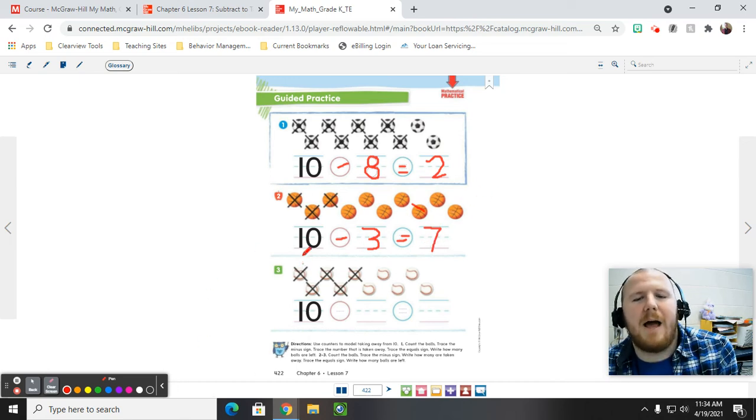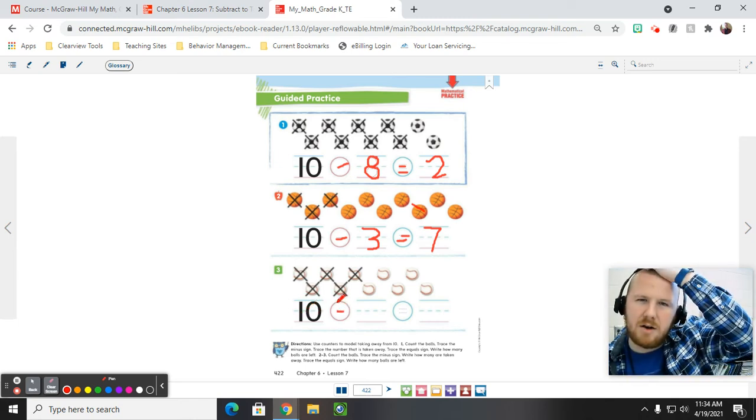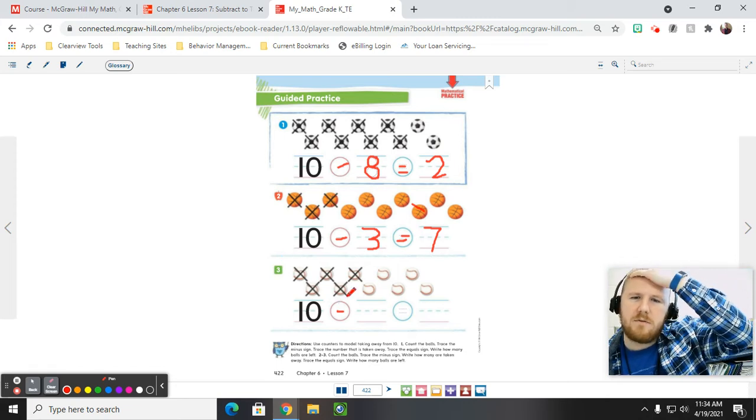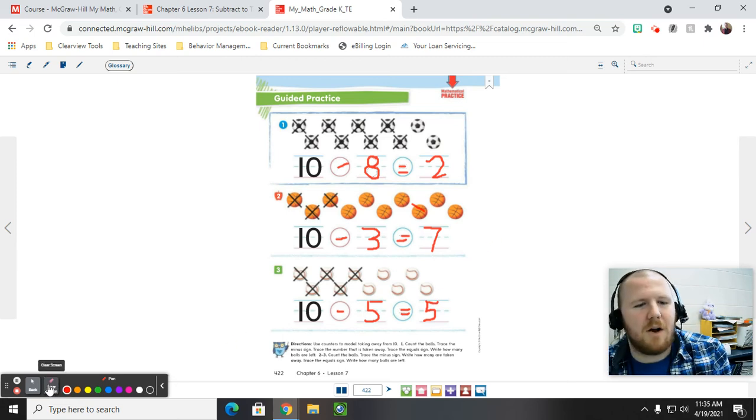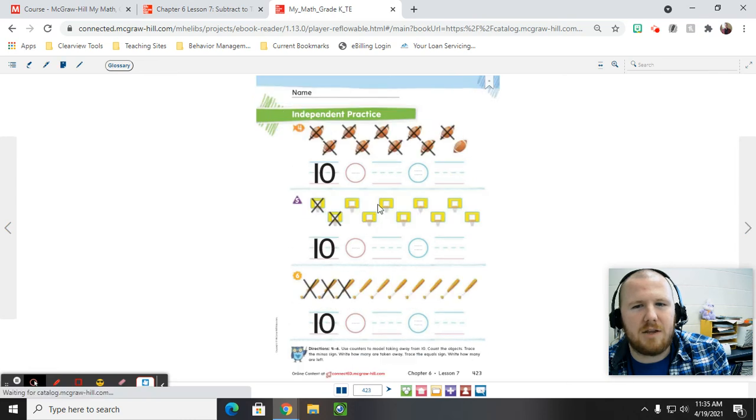Okay. And then down here there's 10 baseballs, and how many got hit a home run? 1, 2, 3, 4, 5. Okay, 5 of them went home run all the way over the fence. And so how many are left? 1, 2, 3, 4, 5. So I got to write the equal sign because the equal sign tells us how many are left. 5. Perfect.